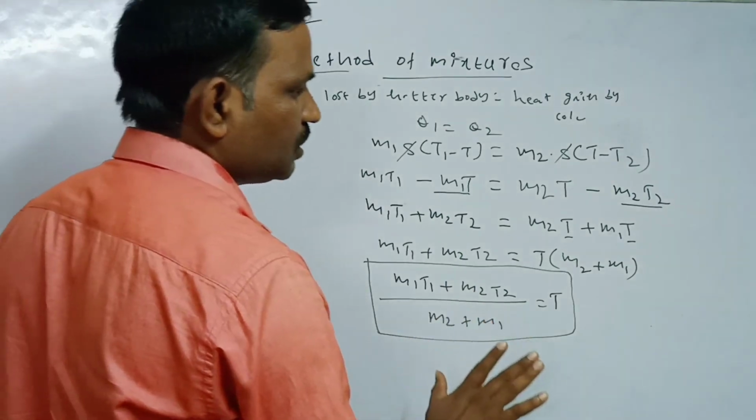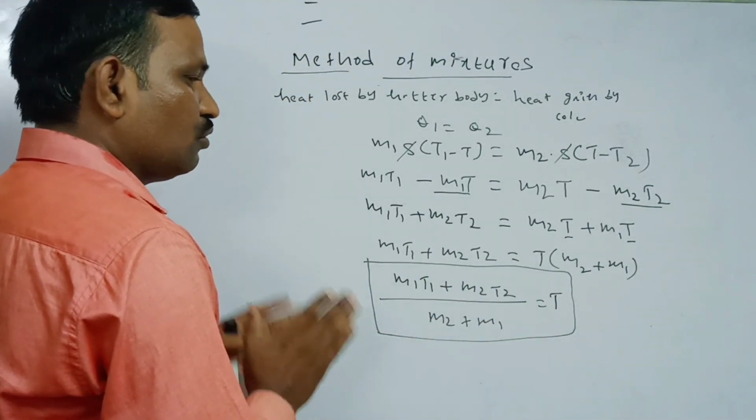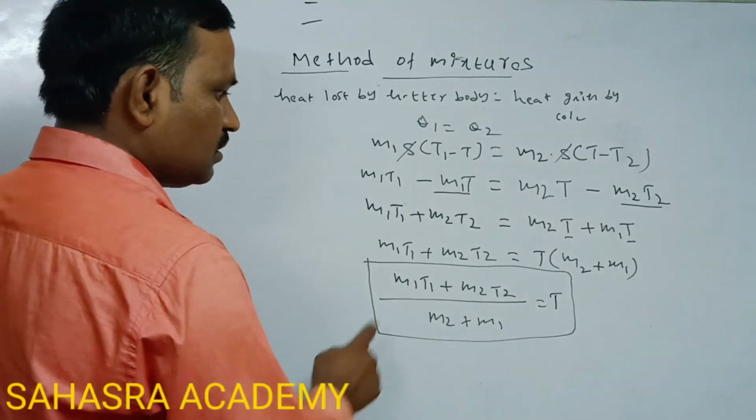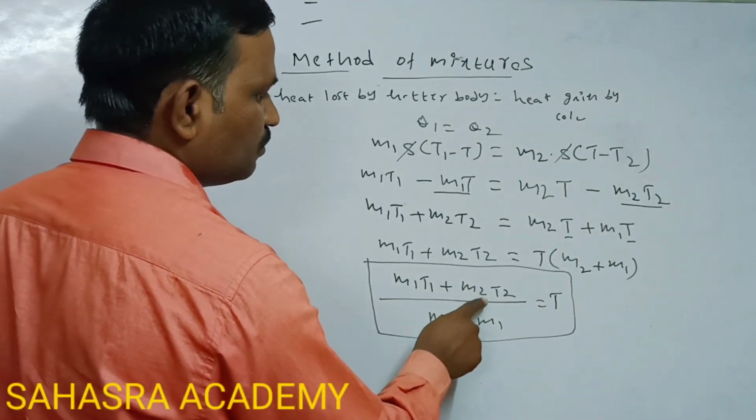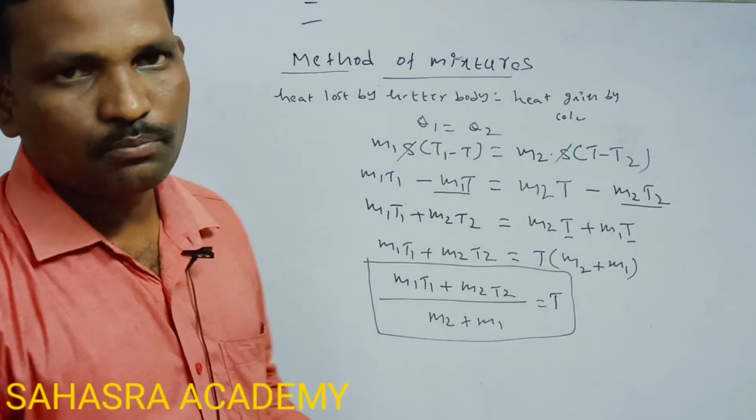So this is the derivation, very important. So what is the formula to find the mixture temperature? M1 T1 plus M2 T2 by M2 plus M1. Okay, so very important formula.